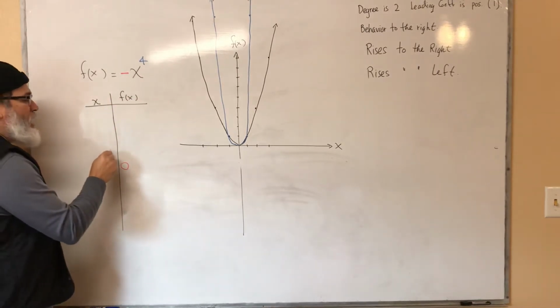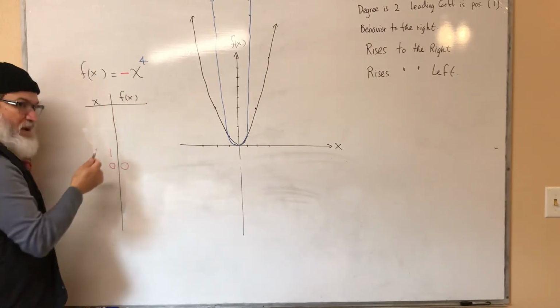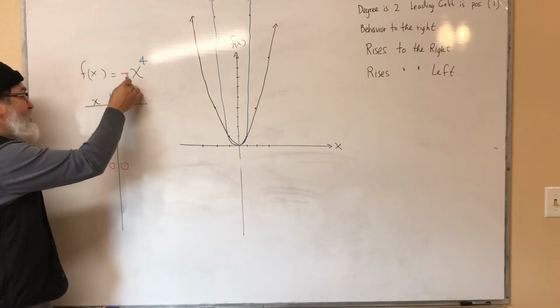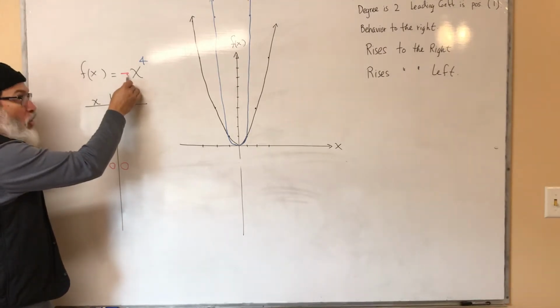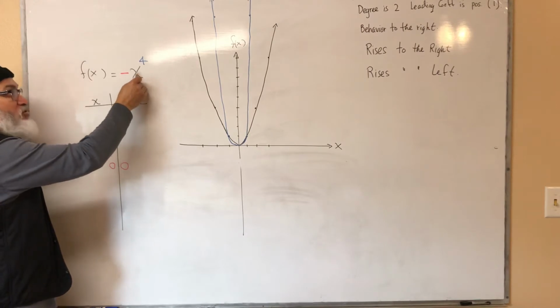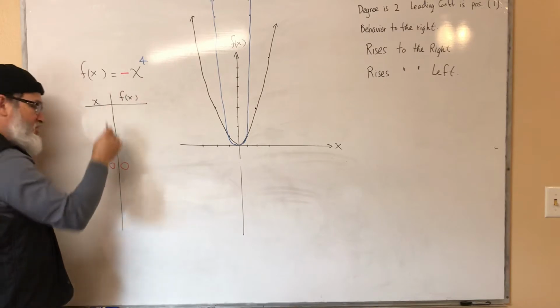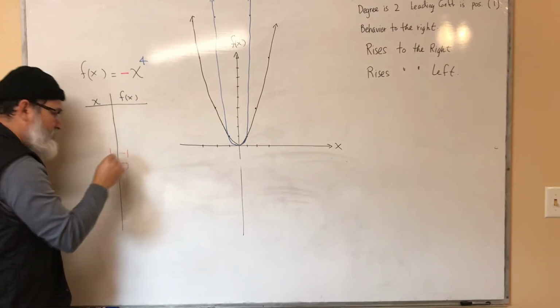If x is 1, note the 1 is being raised to the fourth power, okay? Not the negative. This negative is not raised to the fourth power. Only whatever x is. So 1 is raised to the fourth power. What's 1 to the fourth power? 1. But then this negative in front of it.